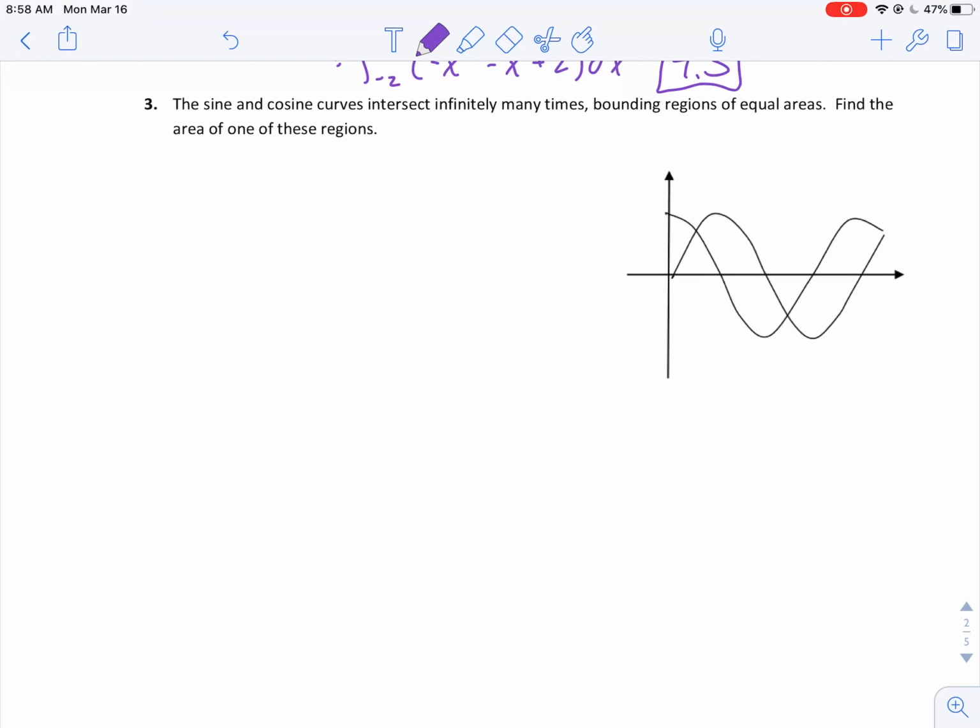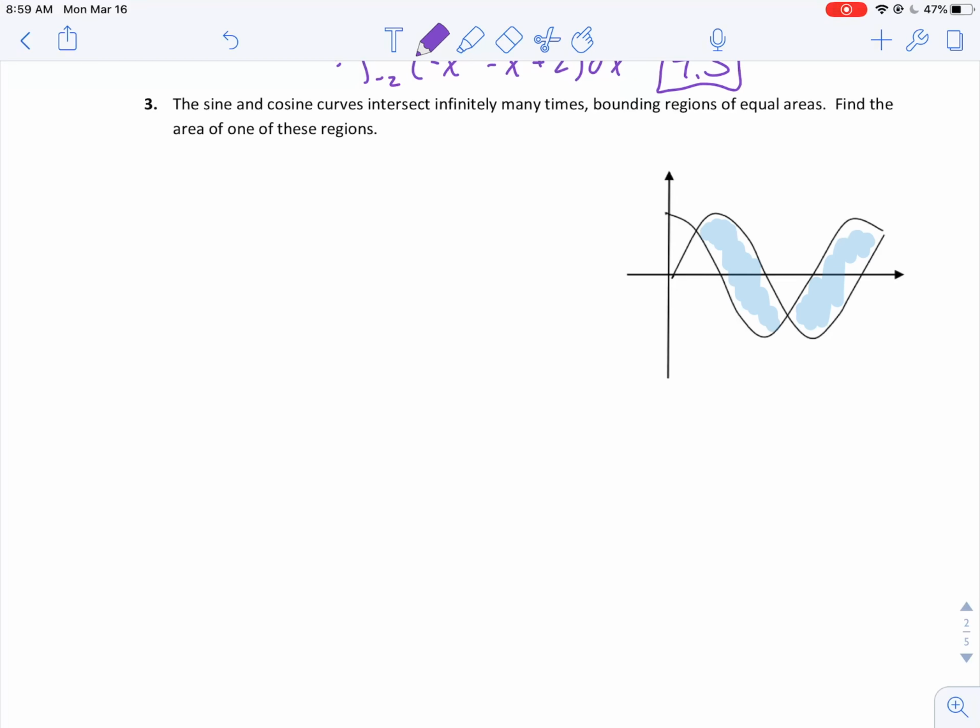Let's see. Next, on example 3, the sine and cosine curve intersect infinitely many times, bounding regions of equal areas. Find the area of one of those regions. So what they're asking me to do essentially is find the area of this region or the area of this region, which are equal. So I have to do a couple things. I have to figure out which function is on the top and which one's on the bottom. And I have to find the intersection points.